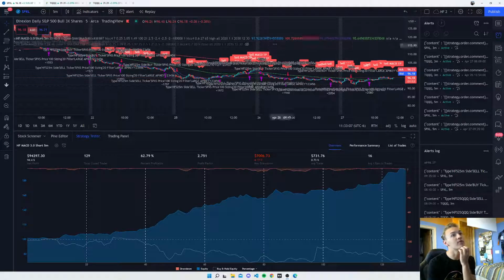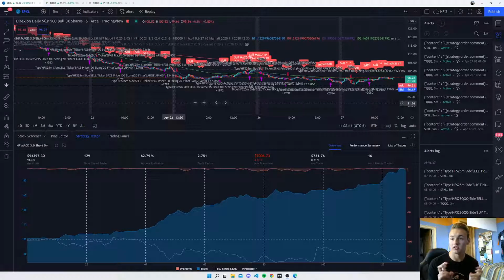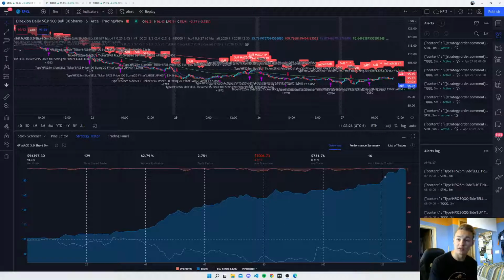All right, so first off, you are going to want to create a strategy. This is the biggest feature in TradingView in the entire thing. You can create an indicator, or a combination of indicators, that creates a strategy that you can test.